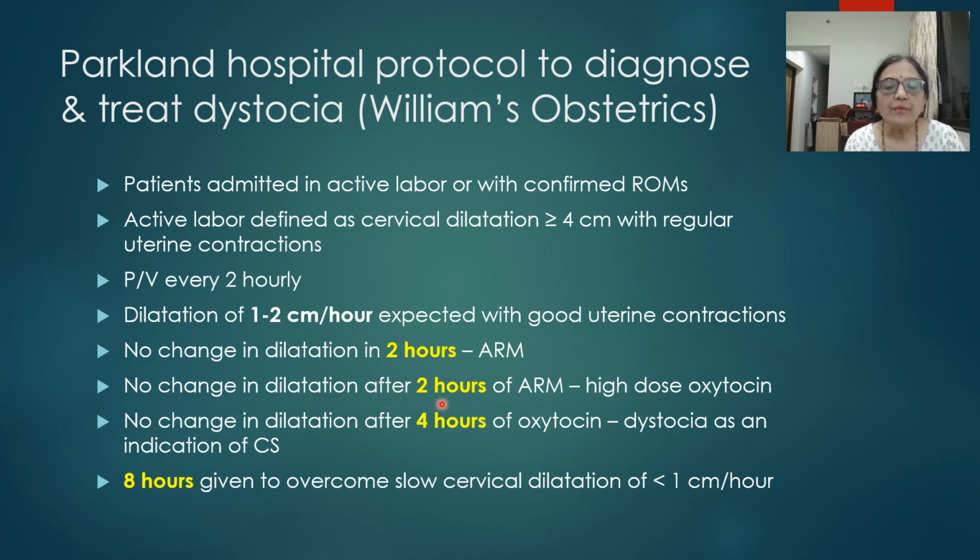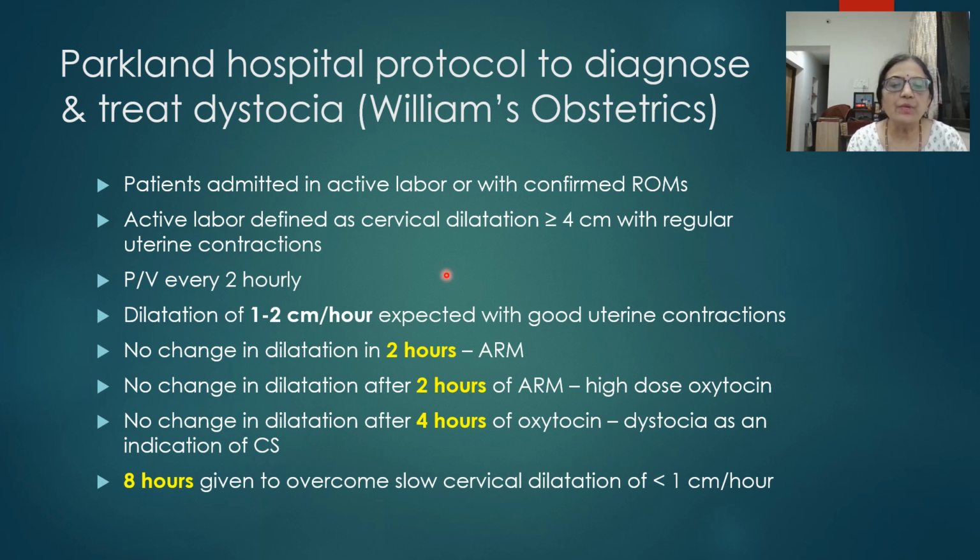No change in dilatation after 2 hours of ARM is an indication to start high dose oxytocin drip. And with high dose oxytocin drip, if the dilatation remains the same even after 4 hours, it is an indication to do cesarean section with an indication written as dystocia not responding to artificial rupture of membranes with oxytocin. So we can see here total 8 hours are given to overcome slow cervical dilatation of less than 1 centimeter per hour by this protocol also.